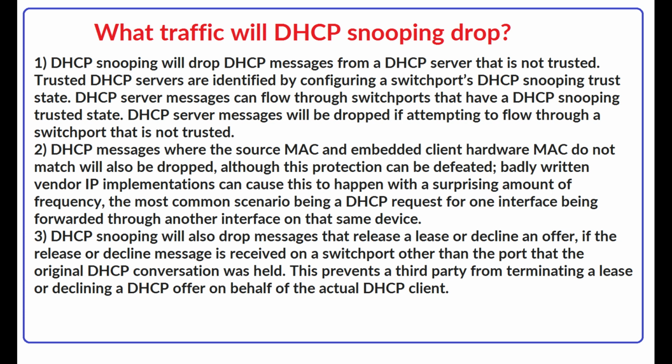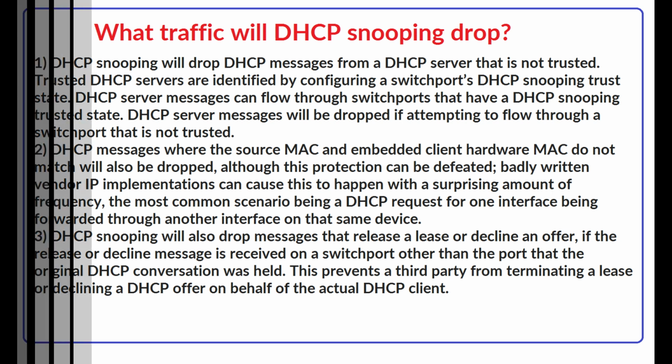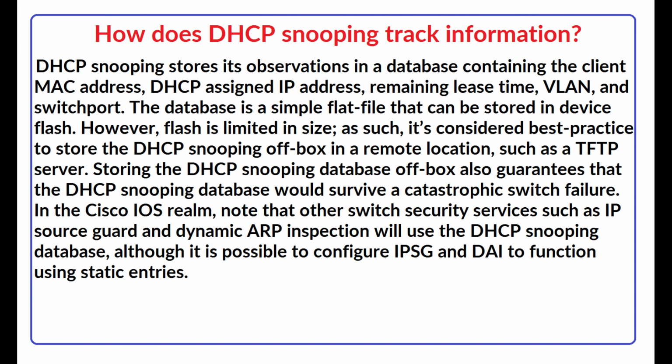DHCP snooping will also drop messages that release a lease or decline an offer, if the release or decline message is received on a switch port other than the port that the original DHCP conversation was held. This prevents a third party from terminating a lease or declining a DHCP offer on behalf of the actual DHCP client. How does DHCP snooping track information?